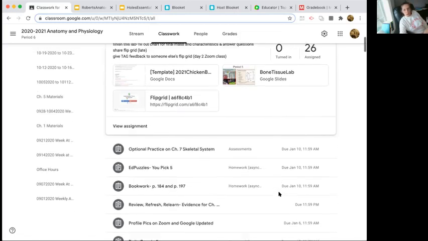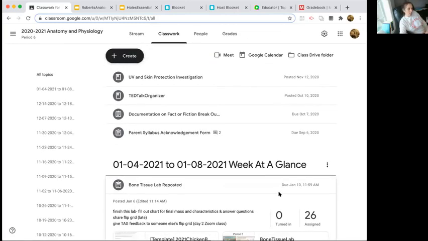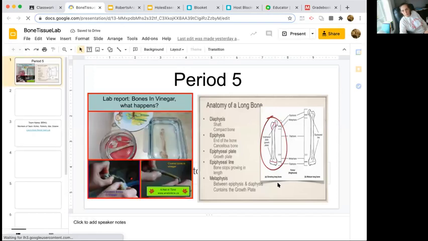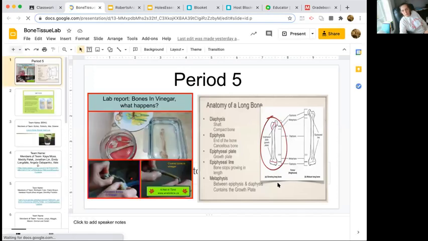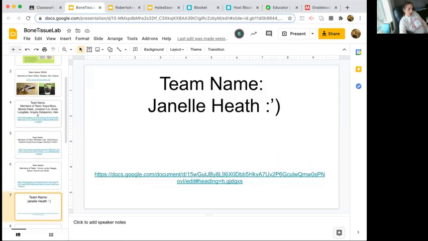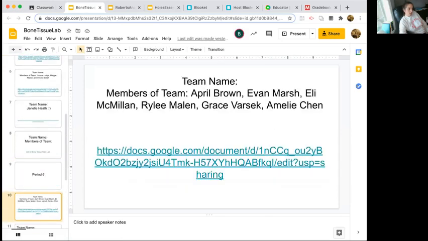Those of you that are not touching a bone right now, go find your lab on this Google slide for your team, because you will be people that do not have dirty hands covered in vinegar and chicken juices. So you are going to be the people helping record information and observations for the people that are right now showing us their chicken bones. So when you get to your Google slide, go find your team. So I see team April, Evan, Eli, Riley, Grace, and Emily.